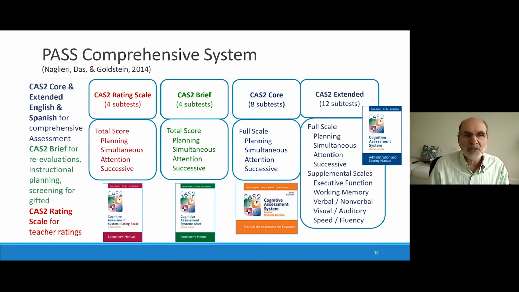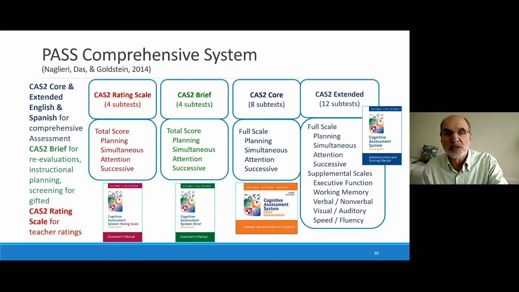When we published the CAS2, I wanted to build it out so that more people could utilize it. So we have the CAS2 Brief, which actually a lot of special ed people are using for making decisions about instructional planning.